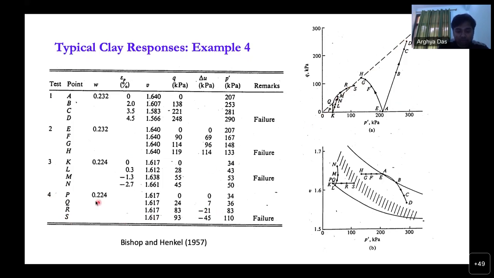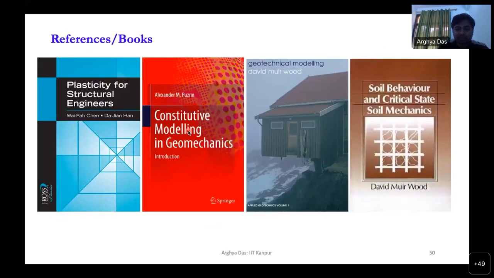The corresponding volumetric response of these last points, if we map it on the void ratio versus p plot, this hatched portion gives you the critical state line in the volumetric response. If you look at the data carefully, you see in some of the cases there is pore pressure. Those are the tests where undrained conditions apply, and the other two tests are basically drained tests in different environments.